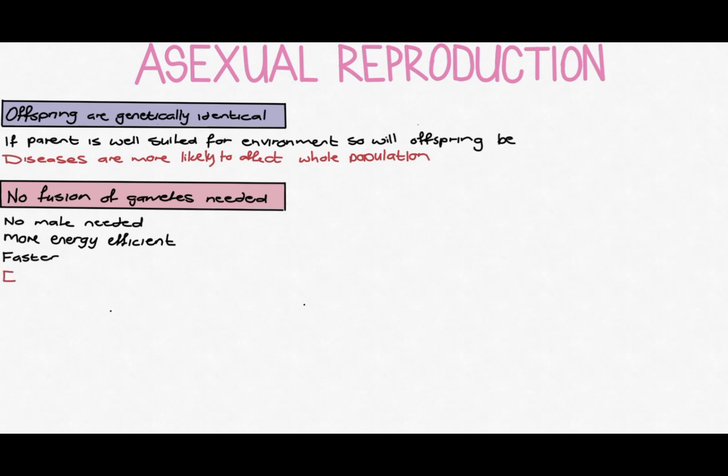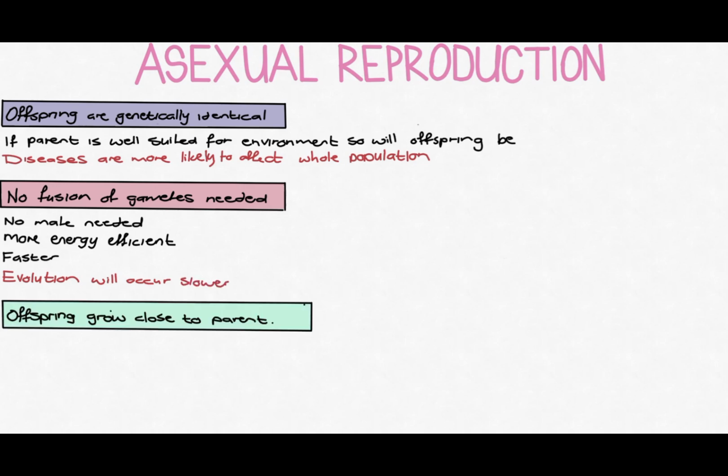for a reproductive mate. Now, the disadvantages of this is that evolution will occur much slower, because gametes don't fuse and genetics don't mix. Then lastly, we have that the offspring will grow close to the parent plant. This means that the population can exploit the environmental conditions. So if it's a favorable environmental condition, the plants will grow extremely fast. It also means that there will be more competition for resources between the plants, and some plants might die off because there's not enough nutrients or water or even sunlight in their environment.